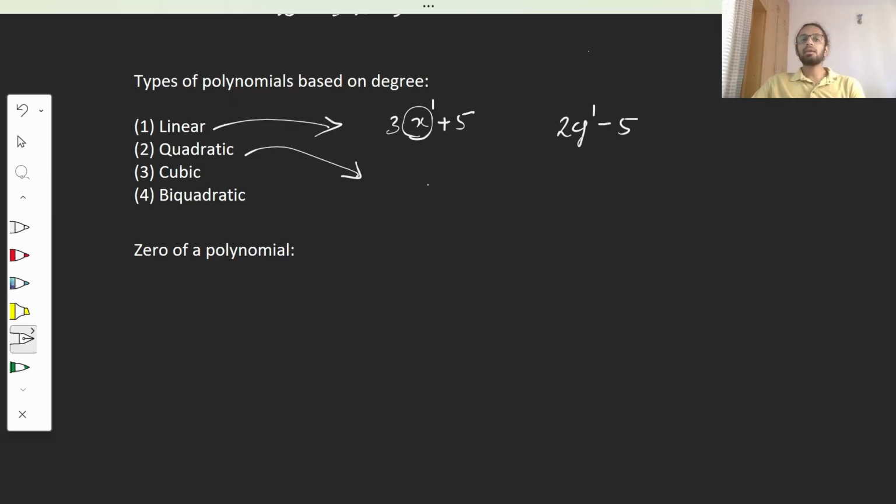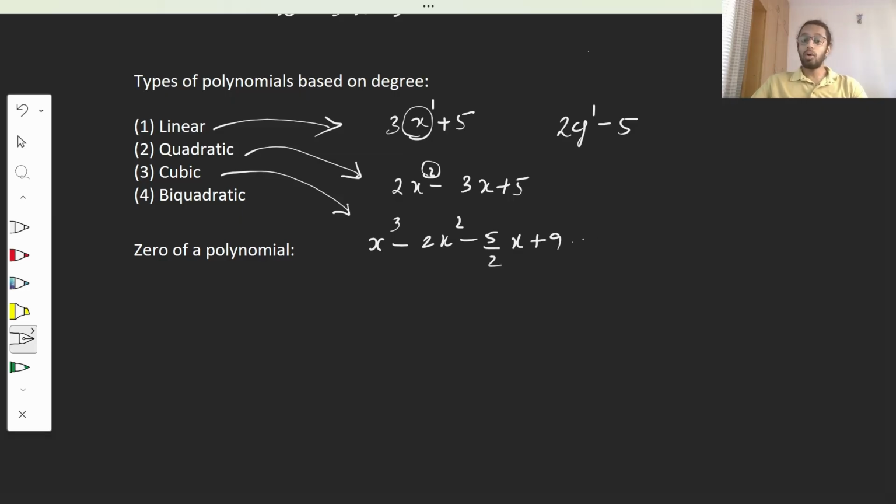Quadratic. Here the highest power of the variable will be 2, which means 2x² − 3x + 5. This is an example. As you can see, the highest power, that is the degree, is 2, then it's called quadratic. Obviously, cubic is highest power 3. When I say that, it can be x³ − 2x² − 5/2 x + 9, something like this.